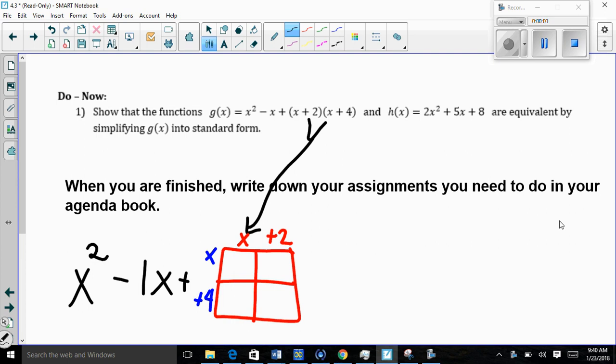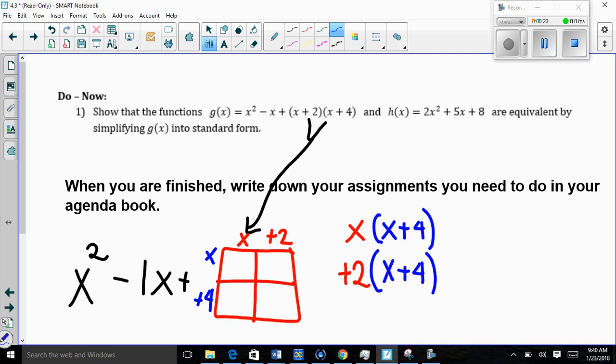Remember, when we have two parentheses together, it means we're multiplying, right? Last class we learned how to multiply polynomials. Right here, I set it up as a box method. You could have also set it up like this. Remember, we split up x plus 2, and then x plus 4 gets both of them. Or you can do the FOIL method, whichever method you picked.